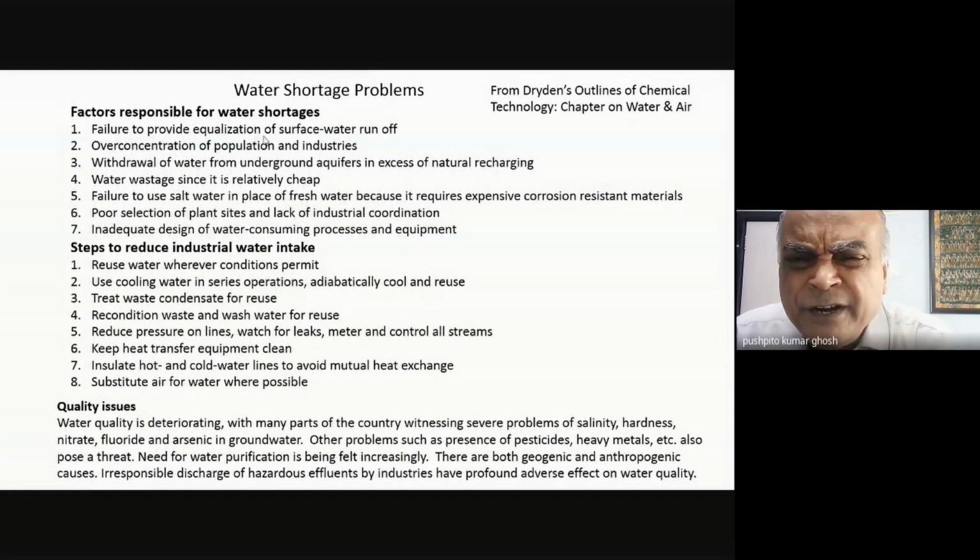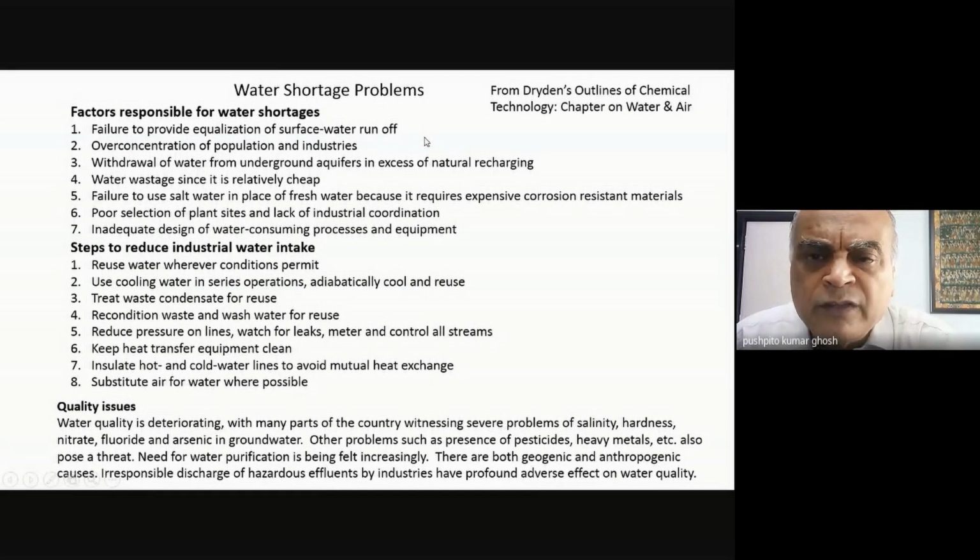And such a visionary man. At that time, the beautiful way in which he articulated all this. And mind you, he came to us from the United States. He was doing a sabbatical in IIT Kanpur, and that's where he wrote this book, around '68. And very nicely, he pointed out many things. One, which is becoming increasingly important, he says, is failure to provide equalization of surface water runoff.